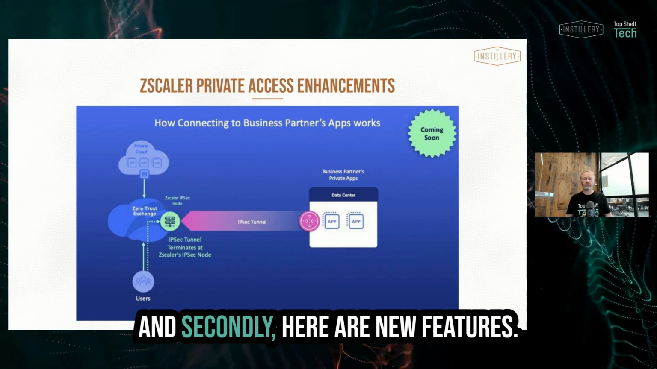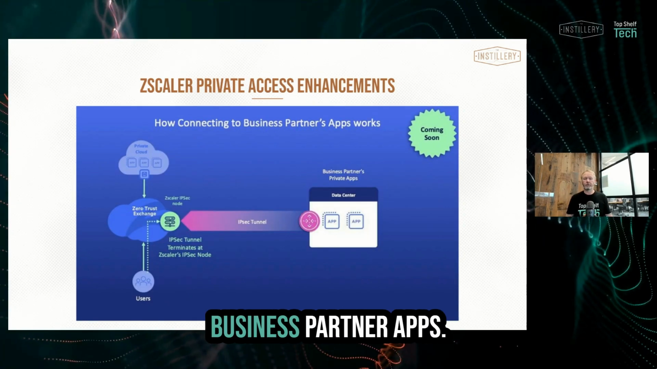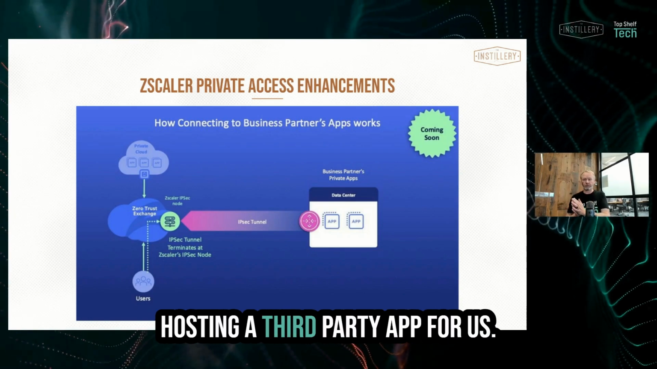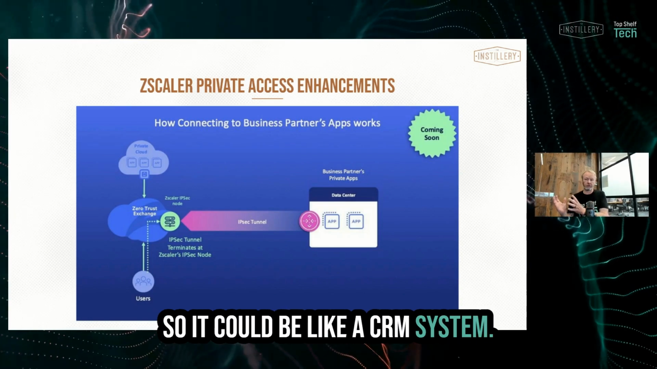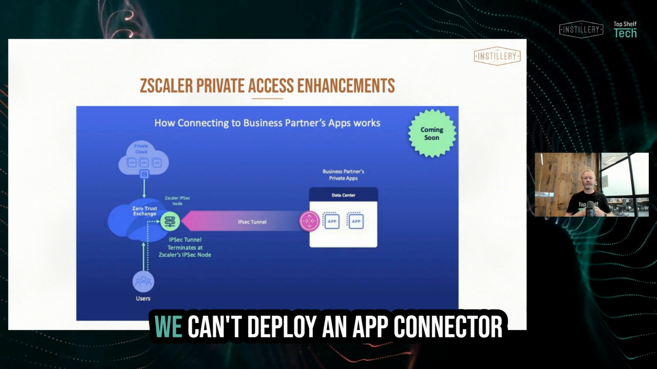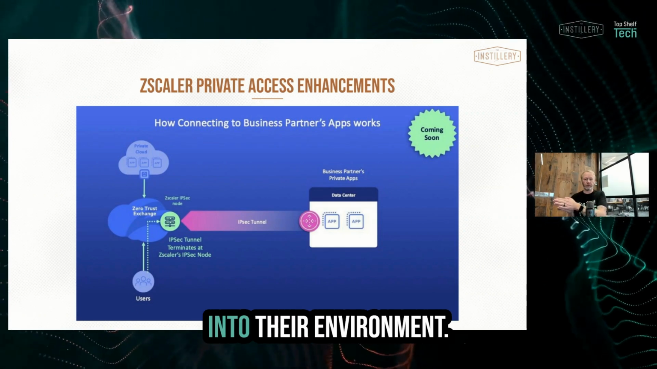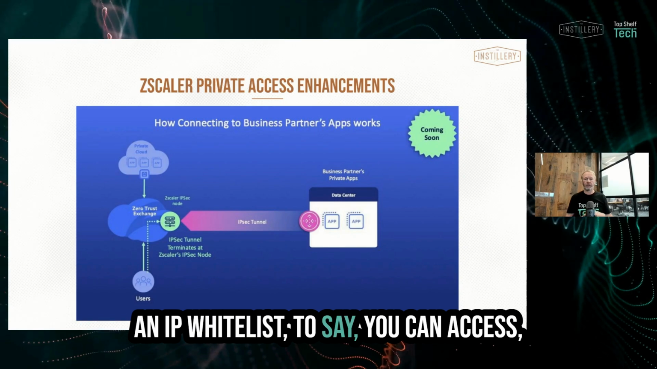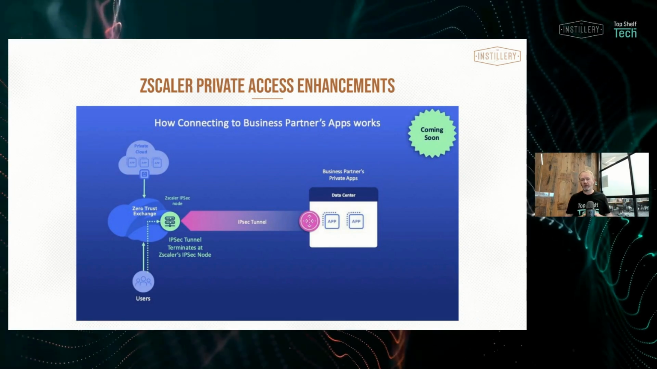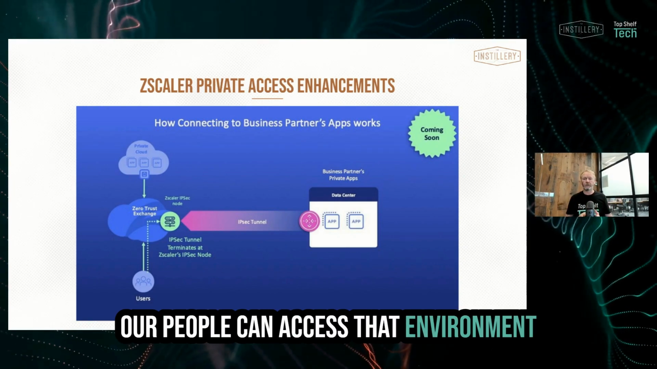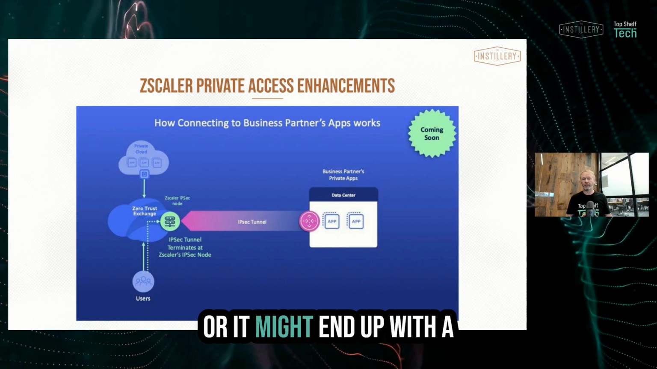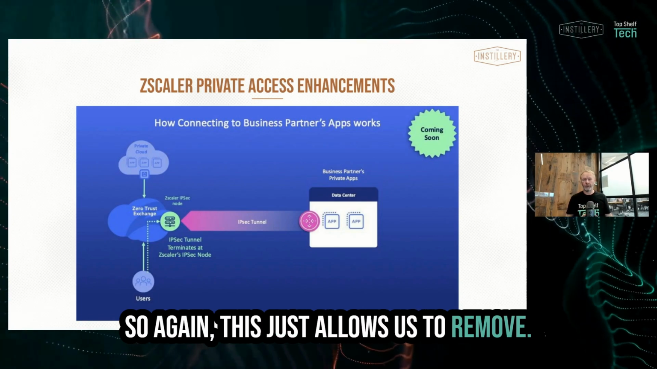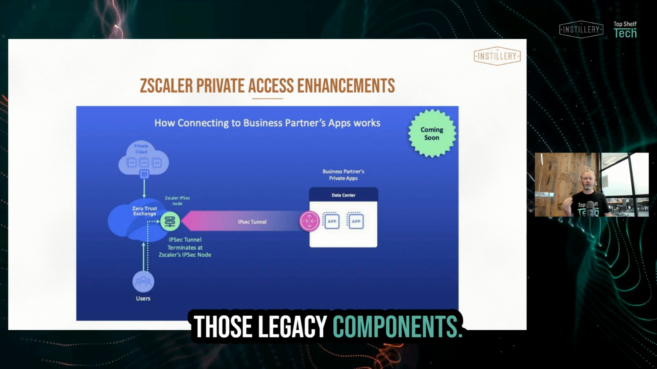And secondly, a new feature, business partner apps. This is where we might have a business partner hosting a third-party app for us, like a CRM system. We can't deploy an app connector into their environment, so we end up with something like an IP whitelist saying our people can access that environment through our office, or again a VPN connection. So this allows us to remove some of those legacy components.